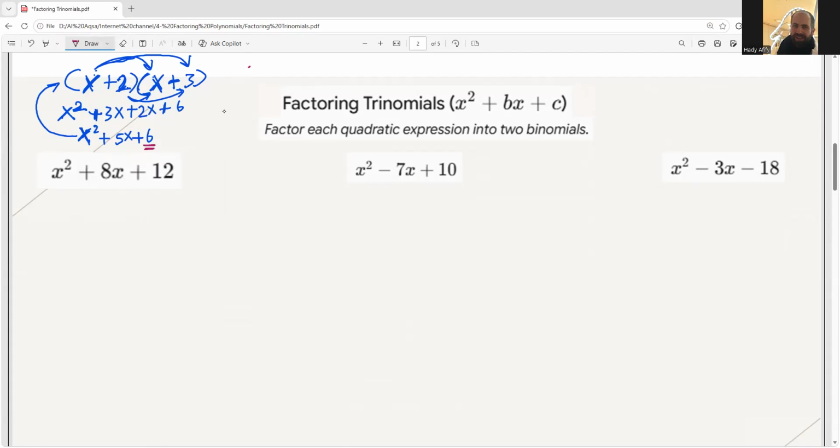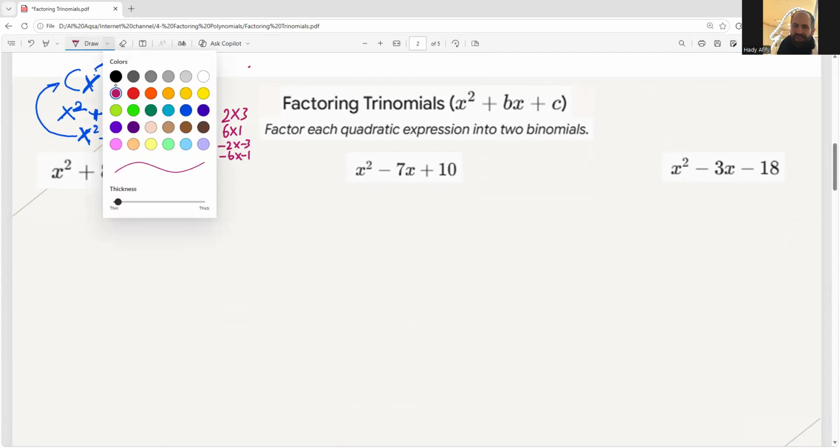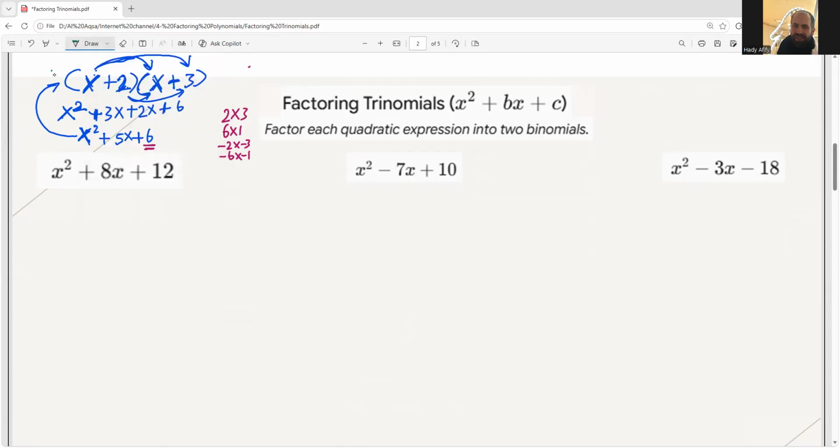I'm going to get 2 times 3, 6 times 1, -2 times -3, and -6 times -1. These all are the possibilities I can use in order to get 6. The question is, which combination of these will work? How can I determine which combination is the correct one? The one that will determine that for me is the middle term, which is 5x, which is 5.